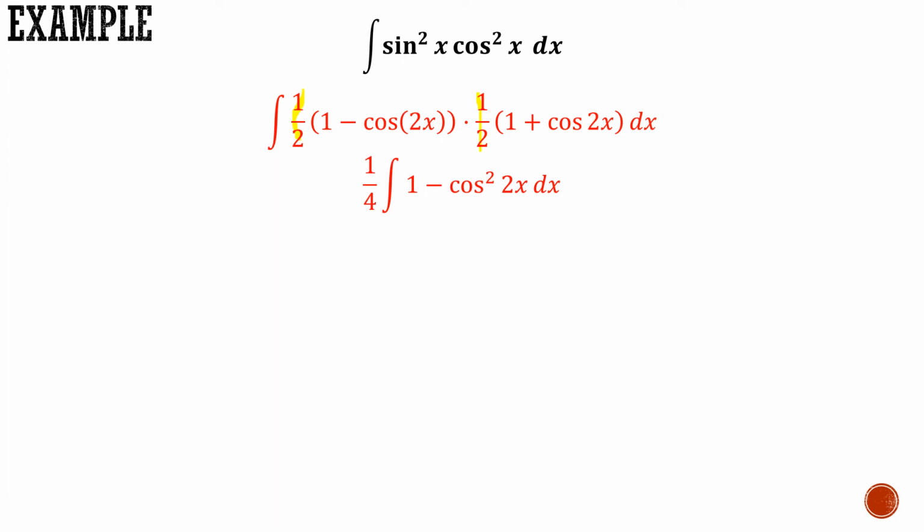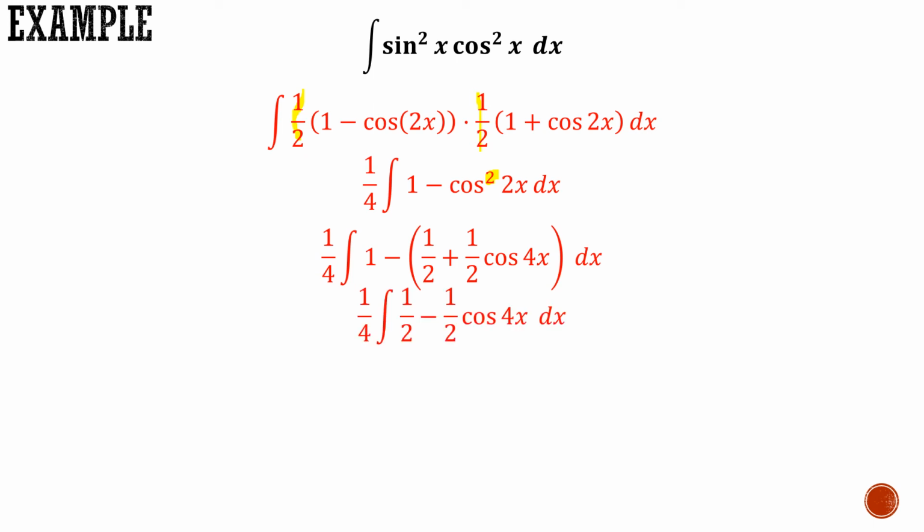Now I'm noticing that I still have a power in my problem, and it's an even power at that. So I want to reduce it again. So I'm going to have 1/4 integral of 1 minus, and then using my power reducing identity for cosine 2x, I have 1/2 plus 1/2 cosine 4x. And from there, I'm going to distribute my negatives. So I have 1/4, and then 1 minus 1/2 is 1/2 minus 1/2 cosine 4x.